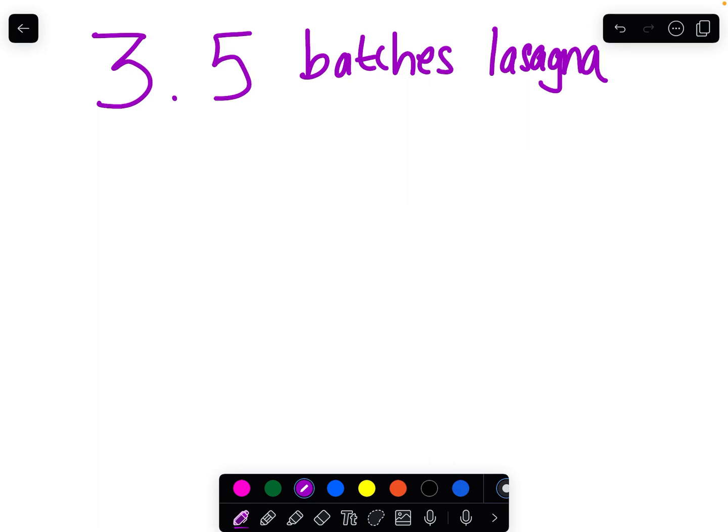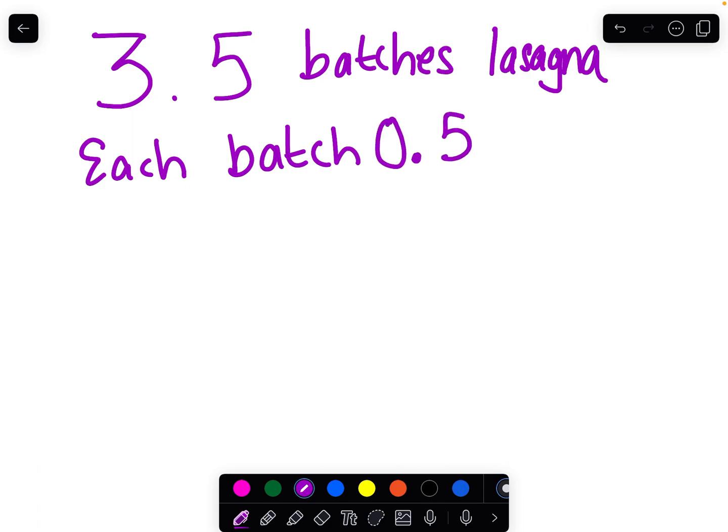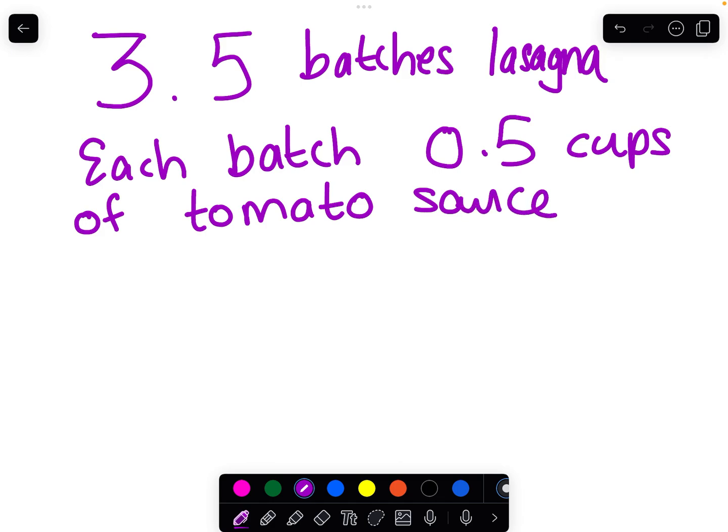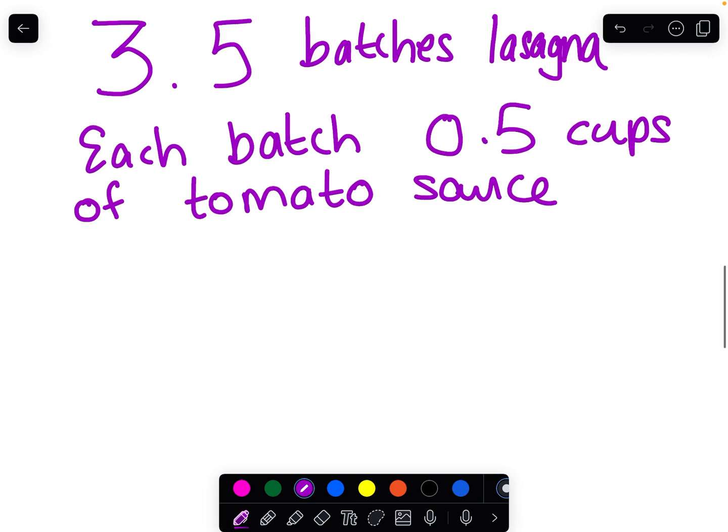And let's pretend each batch needs 0.5 cups of tomato sauce for each batch of lasagna. I don't think that's an accurate number of cups of tomato sauce, by the way, but we're not trying to be perfect chefs here, are we? We're just trying to practice some decimal multiplication.